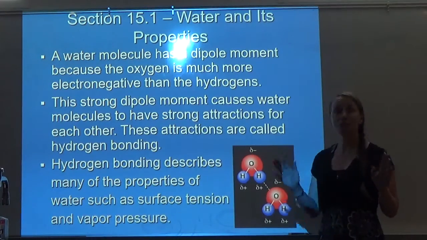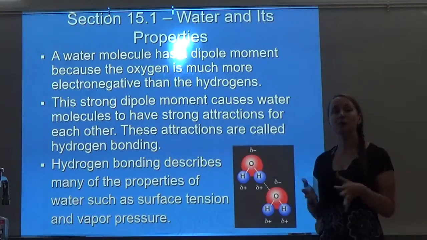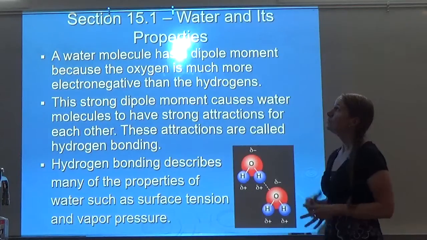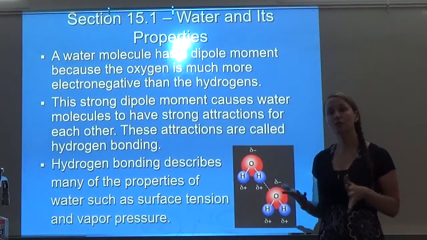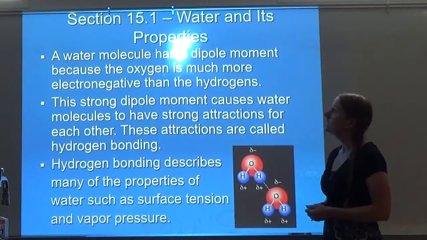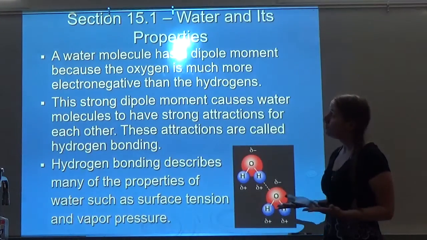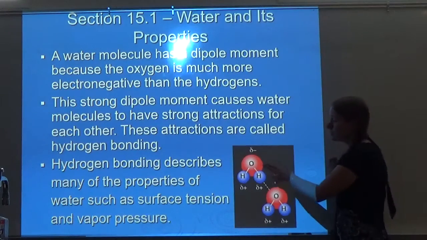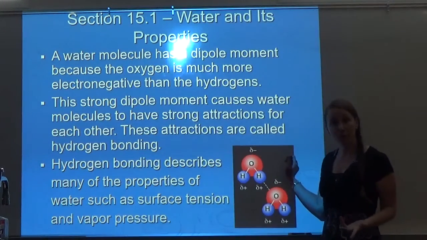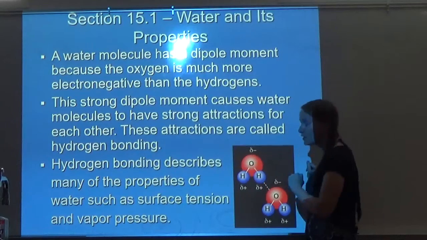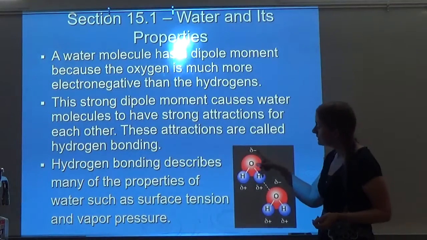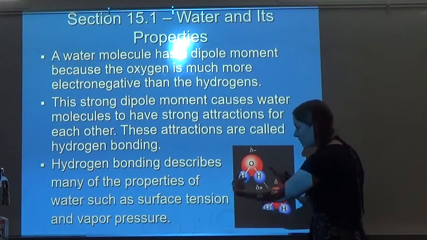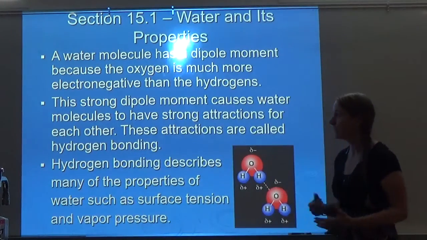So in chapter 15, we are going to start talking about aqueous solutions, but we'll go fully into solutions in chapter 16. An aqueous solution is just a solution where water is the solvent. A water molecule has a dipole moment because the oxygen is much more electronegative than the hydrogens. Oxygen has an electronegativity value of about 3.44, whereas hydrogen is only 2.1. So we can say that oxygen's partially negative, hydrogen's partially positive, so our dipoles point towards the oxygen atom.